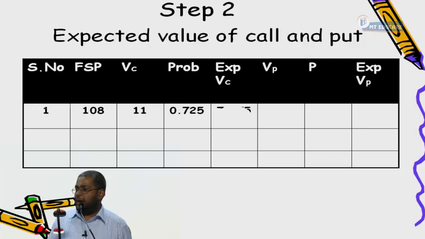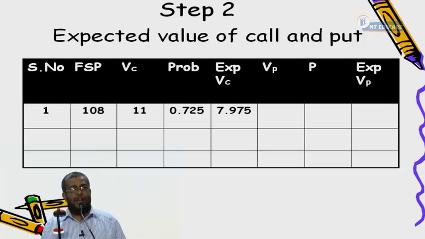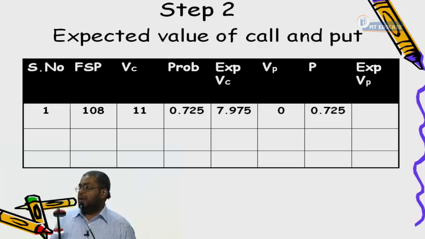7.975. Can I push it up? Now, if the FSP is 108, if you are a put holder, exercise or lapse, what is the value of the put? The put becomes worthless. What is the probability of your put becoming worthless? 0.725. Once again, what is the expected value of the put here? 0.